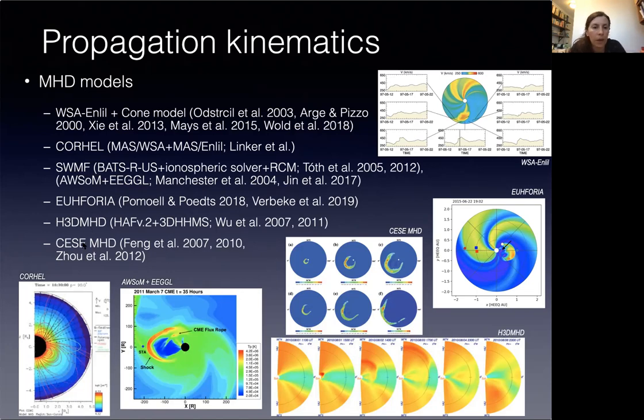And the H3D MHD by Wu et al. Here is an example of that one. Here, EUHFORIA, components from the Space Weather Modeling Framework, and the CCMHD model by Feng et al. and Zhu et al., which here illustrates also the evolution in the heliosphere of a magnetized CME.